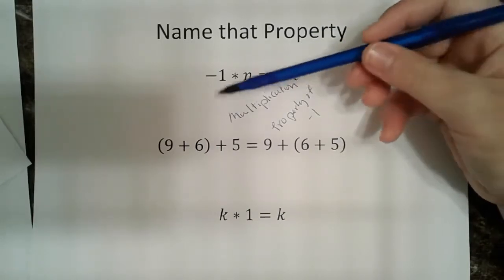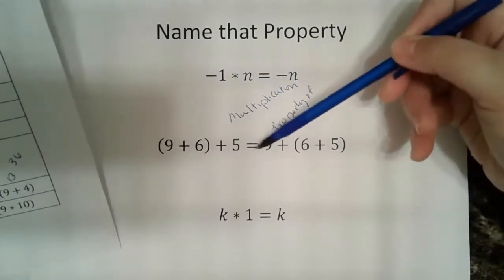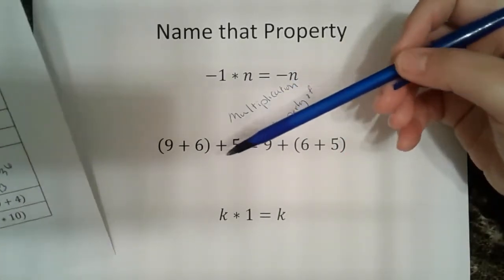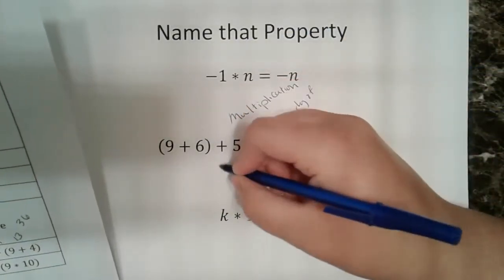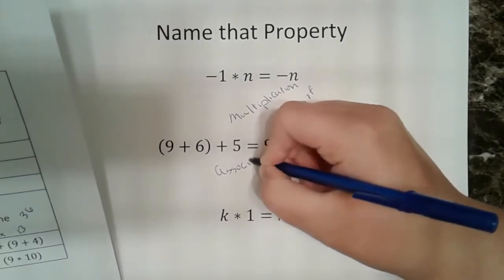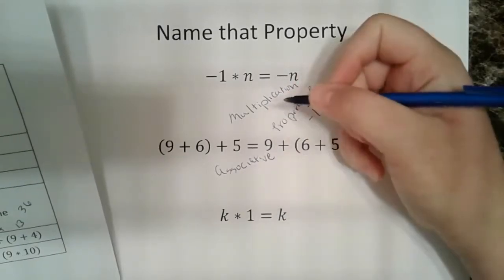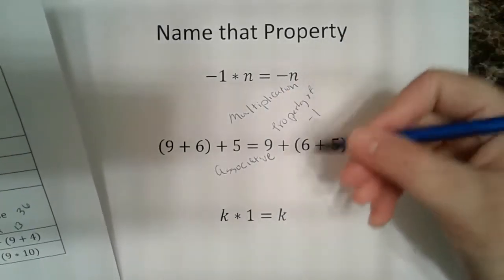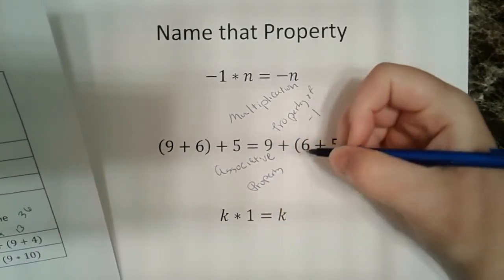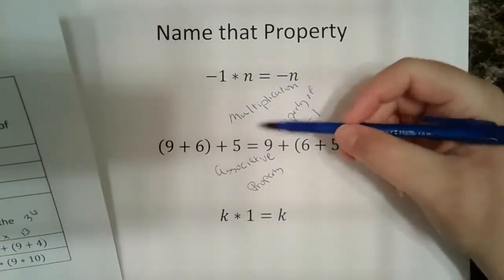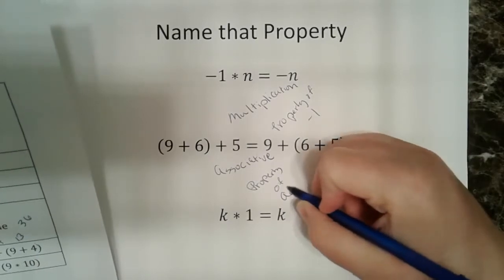Okay? What's happening here? Well, there's 3 of them, and it's addition, and they're not changing their order. They're just changing their grouping. So what property means a grouping? Good, it's associative. Associative property. And please do not abbreviate that. Please do not abbreviate associative. Just write it out. Associative property. And what operation is it? It is addition. So it's associative property of addition.